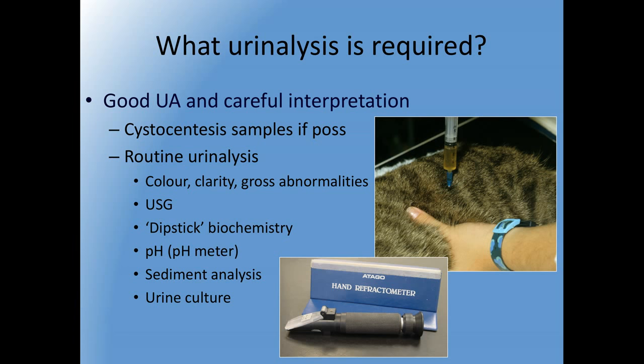And we're going to look, of course, at the colour and clarity of that sample. Cats with a UTI may have a cloudy, turbid appearance to their sample. There may be evidence of hematuria. Assessment of the urine-specific gravity is also relevant here, and most cats with idiopathic cystitis have extremely concentrated urine, so a USG well over 1050.